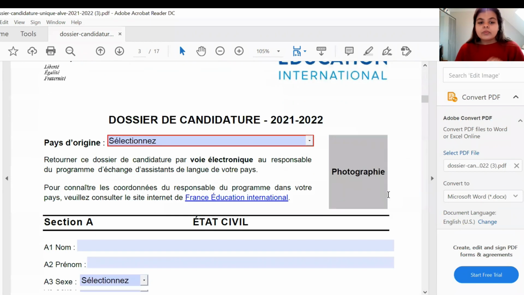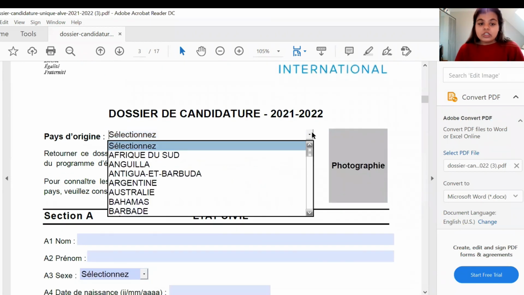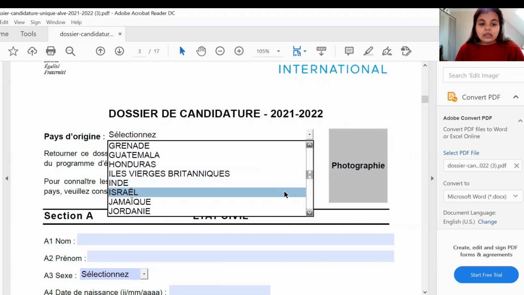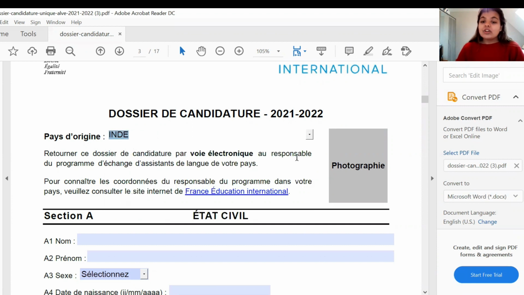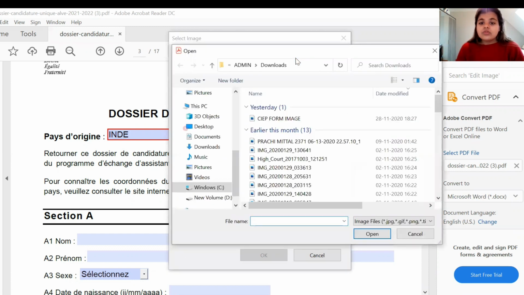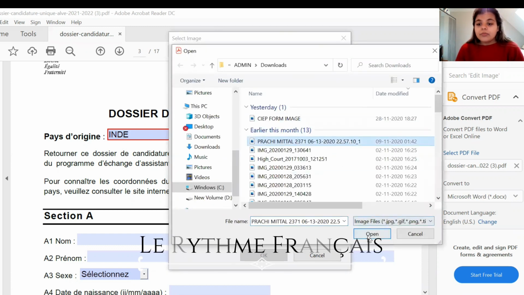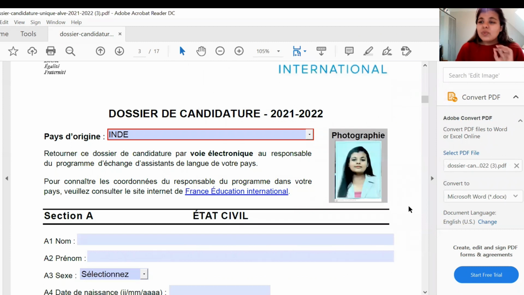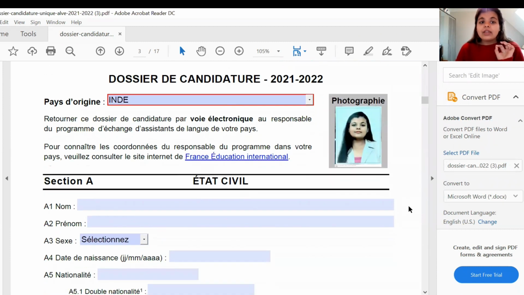Okay, so your first thing is your pays d'origine, that is India. So let's select India. Attaching the documents will become very easy. You click on this photograph, you browse it and you choose your file from your laptop. My file is here, so I've simply chosen that. It's very easy guys. You just have to have the latest version of Adobe Acrobat Reader.